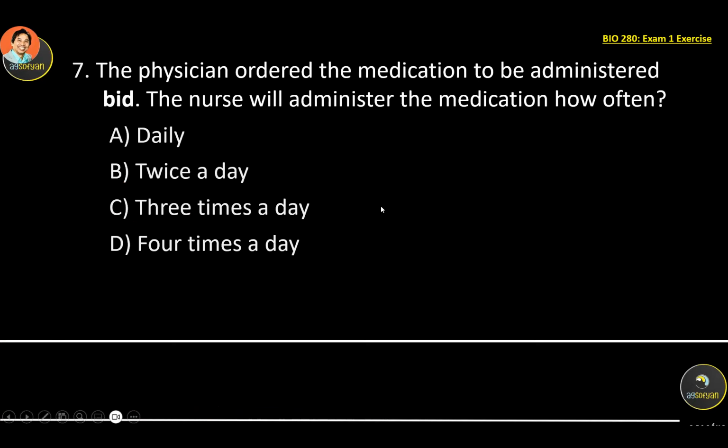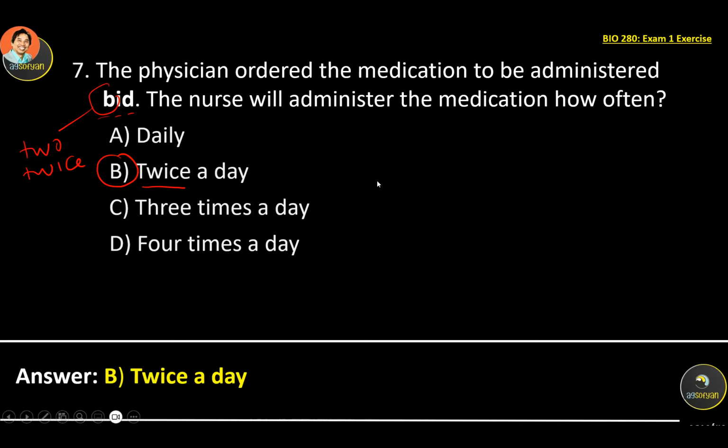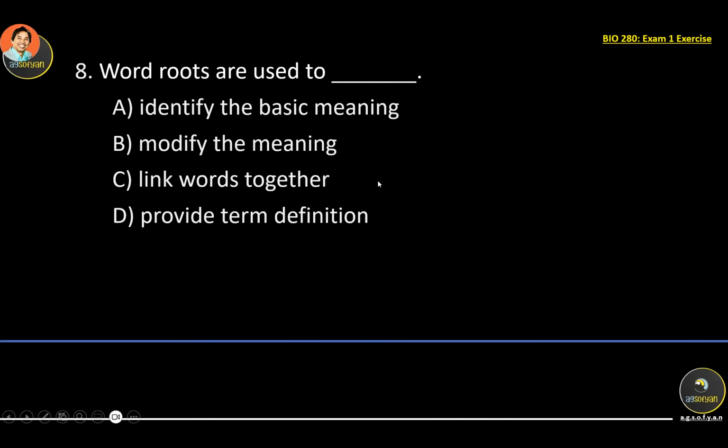The physician orders the medication to be administered BID. So BID. The nurse will administer the medication how often? A, B, C, or D. So B, this is usually 2 or twice. Okay, so it's going to be this one. You see B means twice. So twice a day.